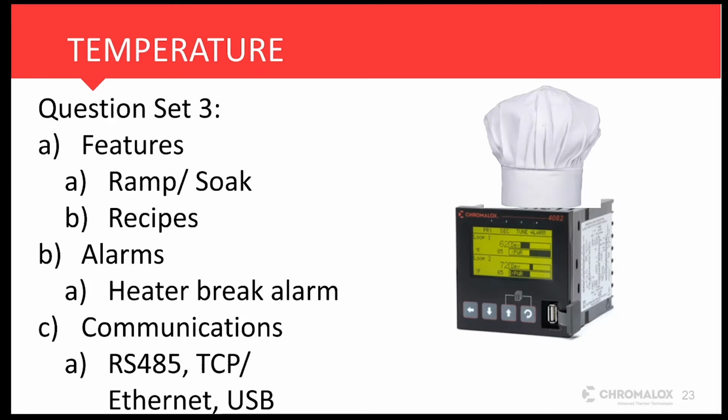The second part of this, as far as the extra stuff goes, would be alarm functionality. The biggest differentiator there would be heater break alarms. And, as you can imagine, our 20 series is extremely limited on the alarms and features. 40 series has a bit more. 80 series has a bit more than that.